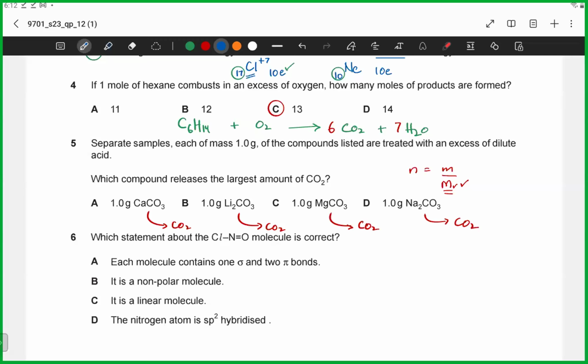I think calcium. Because CO3 is common. So you just have to look at this: calcium, lithium twice. What is lithium again? I think it's 6.9 or 7 something, right? So 2 lithiums would be 14. Magnesium is 24. And 2 Na, that's 46, right? So I think D. Yeah, it's B, because the total MR is going to be the smallest. So you're going to have more moles for Li. Okay.